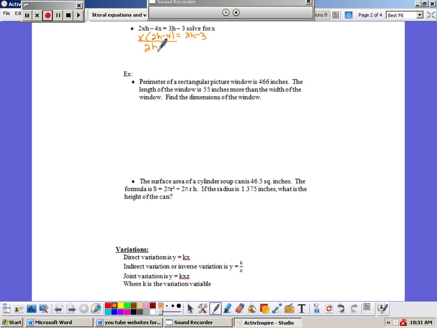I can divide by the 2h minus 4, and I get x is equal to 3h minus 3 over 2x minus 4. And if I want to pull out that 3 on the top and pull out that 2 on the bottom, that's fine, but nothing's going to reduce.